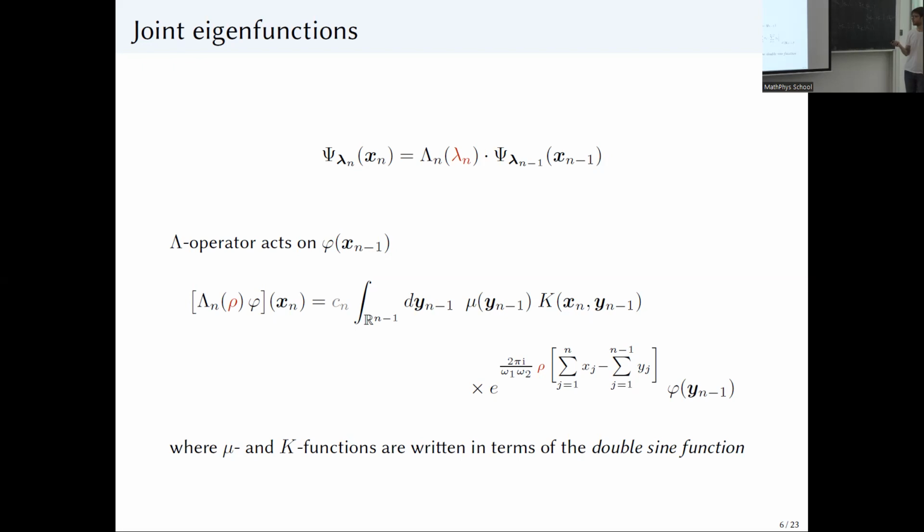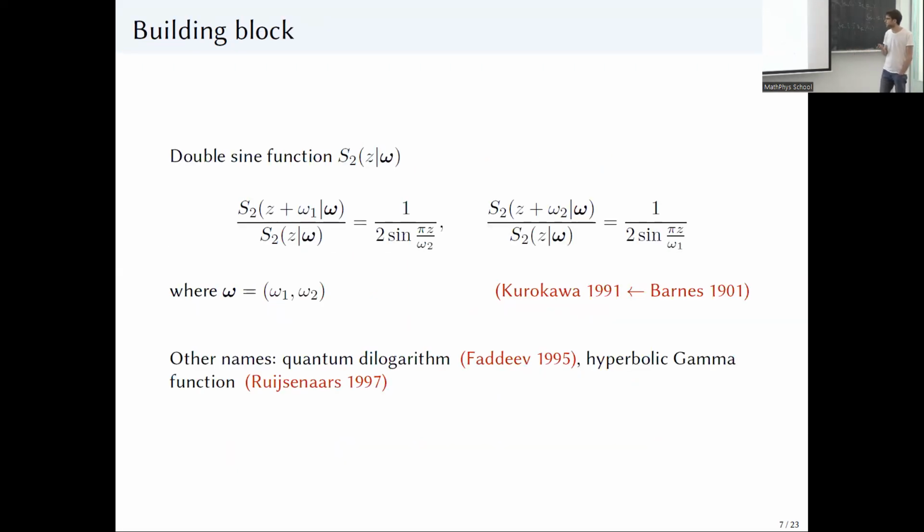Yeah. So it was one of the motivations for our work, and I think it was one of the motivations for the work of Hallnäs and Ruijsenaars also. So I ask, what will happen if omega 1 and omega 2 have a rational ratio? The construction doesn't depend on whether they have a rational ratio or not. So this will still be the eigenfunction, but some analytic properties of these kernels will be different. So let me proceed.